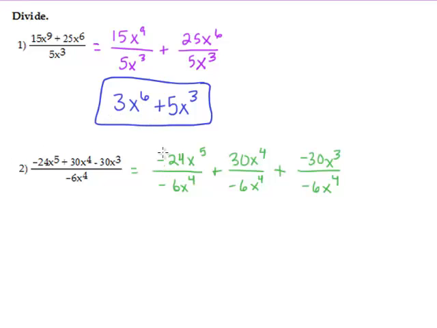Okay, so on this first one, negative over negative makes a positive. 24 over 6 gives us 4. 5 minus 4 on our exponents is 1, so that's x to the first. We don't need to write the 1.